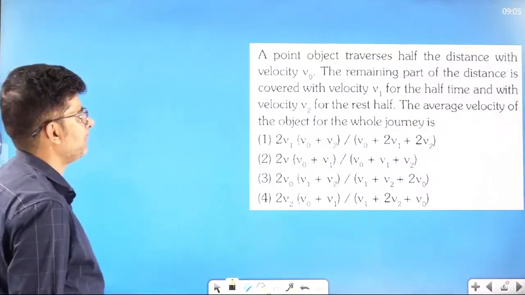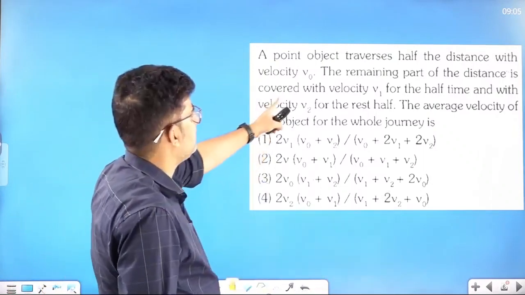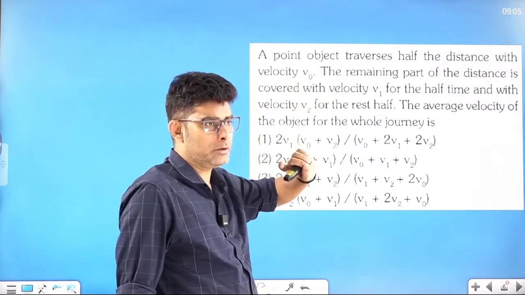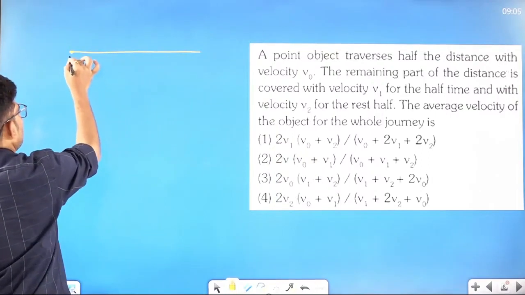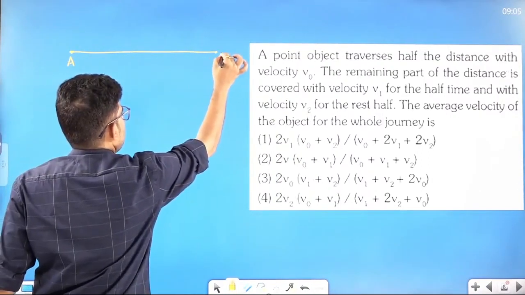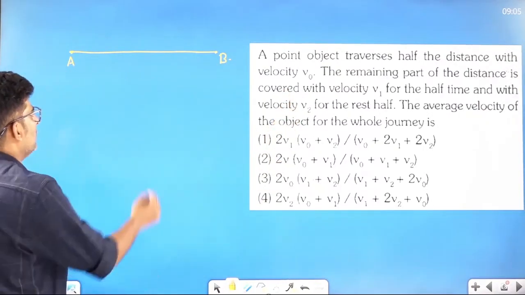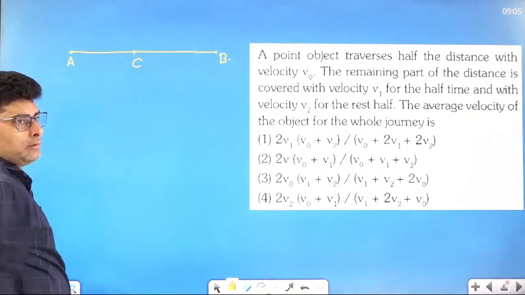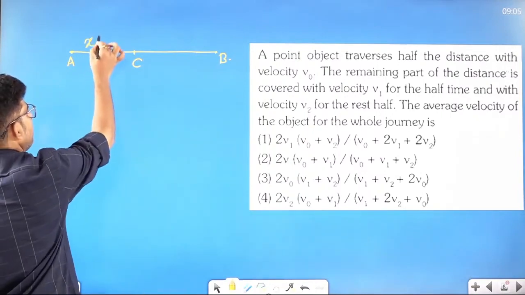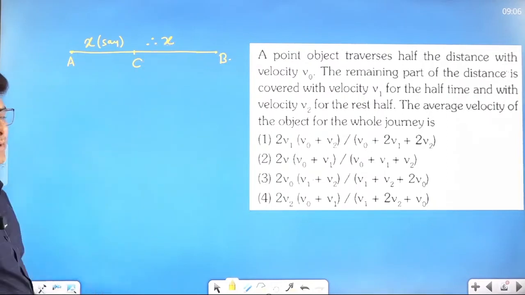Okay, so let's move to the next question. We can see in this particular question what they are mentioning is that a point object traverses half the distance with velocity v0. Now we have a journey, suppose we mark again this as AB. Half the distance is covered with v0. So whenever you see half, you can say that both parts are equal. Now if both parts are equal, I can take this as x, so this will also become x, both distances will become x.